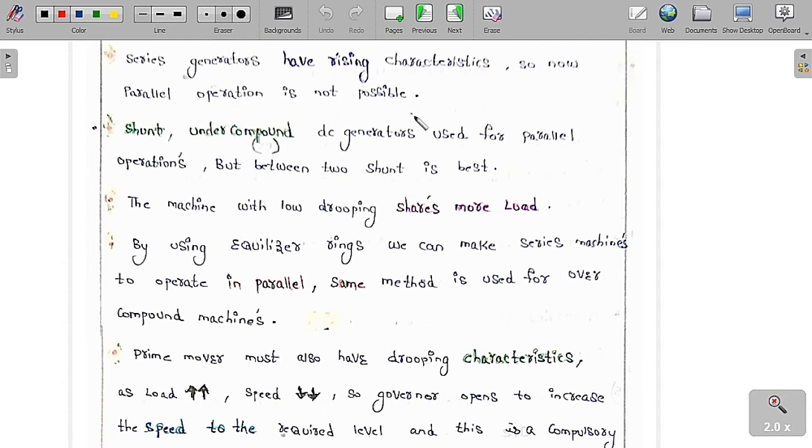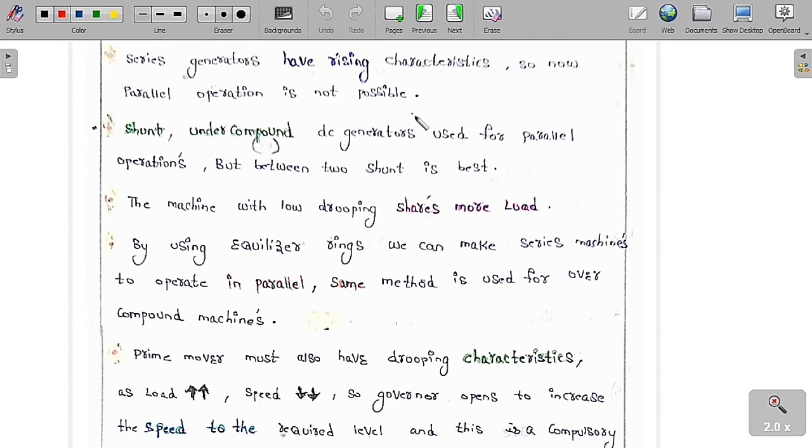So we can say as it has the rising characteristics, it is never used for parallel operation. That is the reason DC series generators have the rising characteristics, so parallel operation is not possible. Parallel operation is possible only if they have the drooping characteristics.